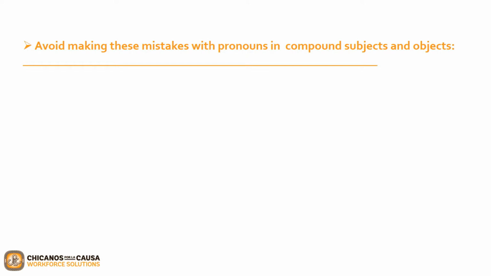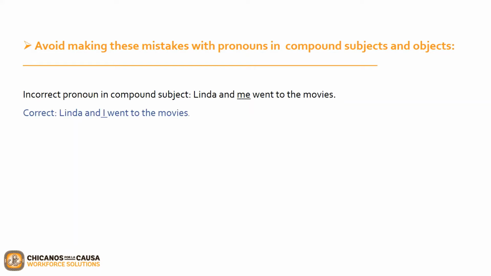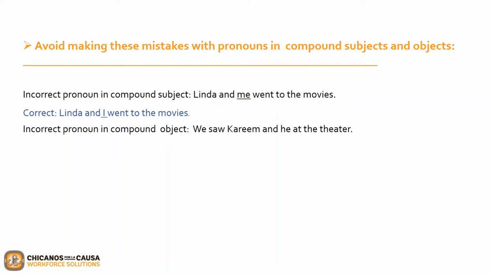Avoid making these mistakes with pronouns in compound subjects and objects. For example, an incorrect pronoun in compound subject would be Linda and me went to the movies. The correct way you would write this sentence would be Linda and I went to the movies. Another example of an incorrect pronoun in compound object would be we saw Kareem and he at the theater. The correct way you would write the sentence would be we saw Kareem and him at the theater.